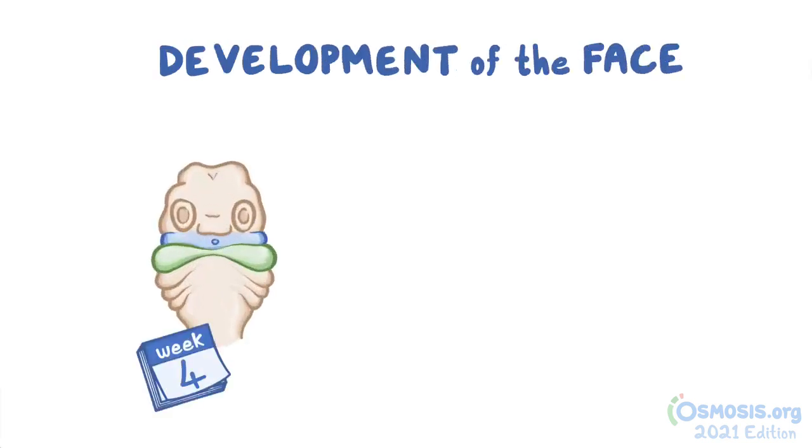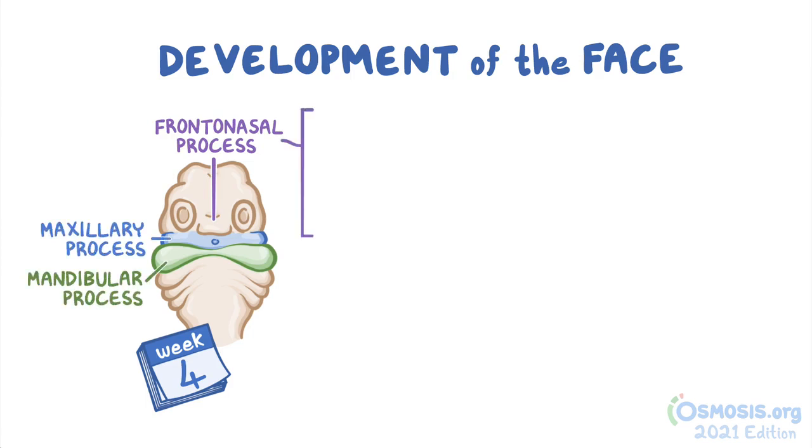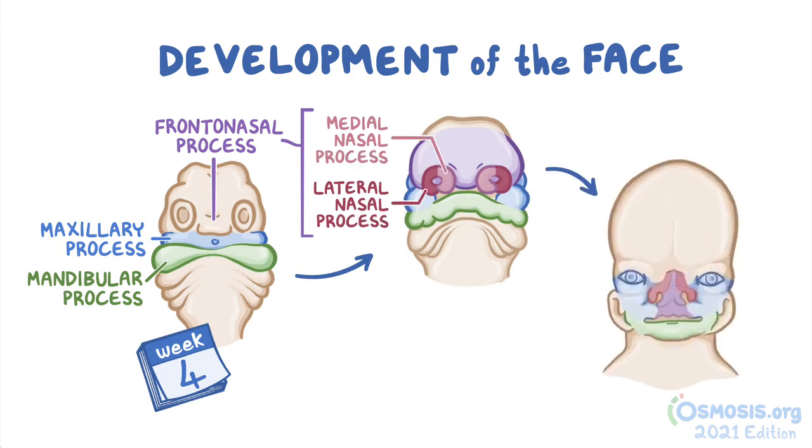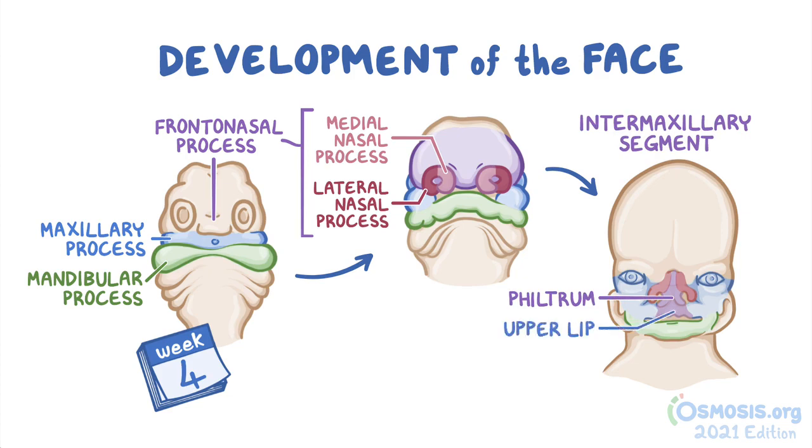Alright, as a quick recap, development of the face begins by week 4 of development from 3 main structures: the frontonasal process, maxillary process, and mandibular process. The frontonasal process gives rise to the medial and lateral nasal processes. The two medial nasal processes merge in the midline, forming the intermaxillary segment, which gives rise to the philtrum of the lip. The fusion of the maxillary processes with the intermaxillary segment on both sides completes the formation of the upper lip, and the mandibular process gives rise to the lower jaw.